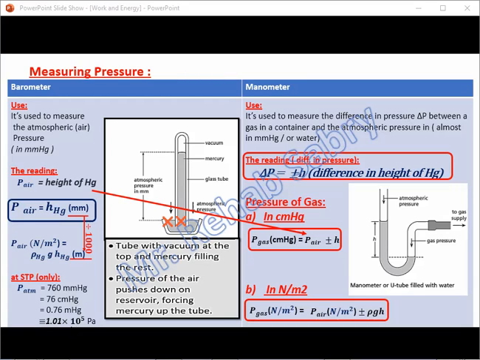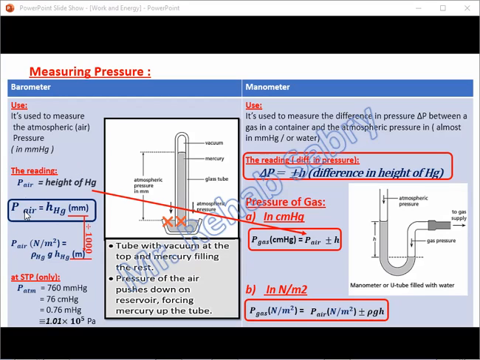Please focus with me. So here the reading of the barometer is the air pressure. This sentence you have to repeat like your name: the reading of the barometer is the air pressure, meaning atmospheric pressure. Whenever I find it in a question, this is the atmospheric pressure. Please, this topic is very tricky for many students.